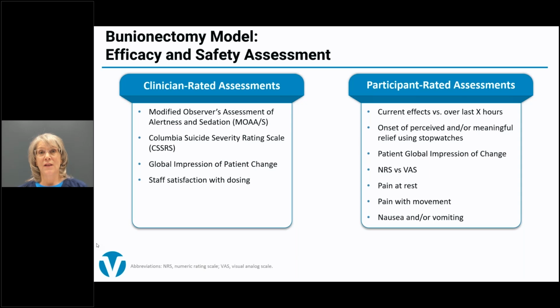The Columbia Suicide Severity Rating Scale is again done by a trained clinician to determine if there is any differences in any suicidal ideation because of the medication. We might also use a global impression of change. The clinician has seen them from the beginning to the end of the study to assess their overall performance. And then we've occasionally had assessment for the staff satisfaction with dosing. Sometimes it's an intravenous dose, and that can get a little bit more complicated than, say, an oral dose of medication.